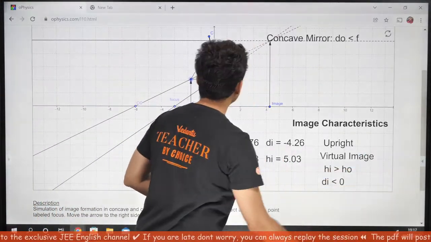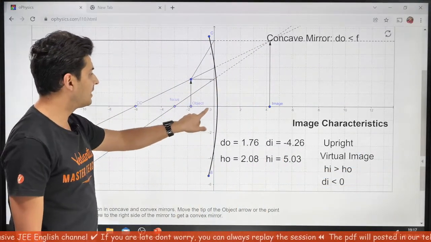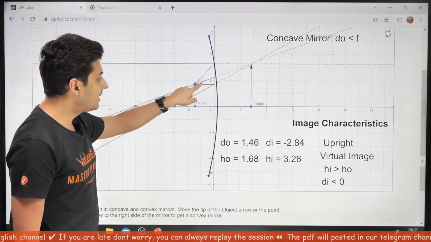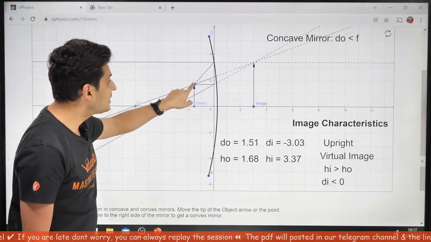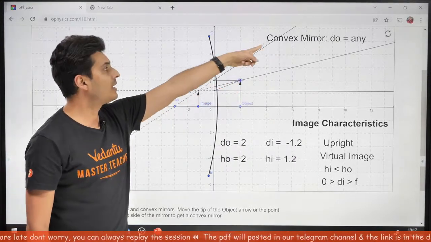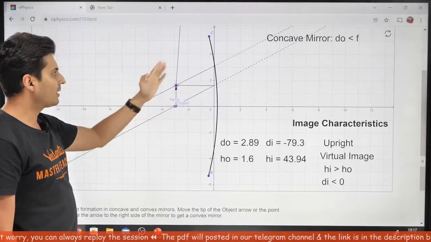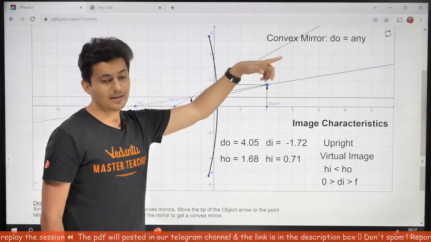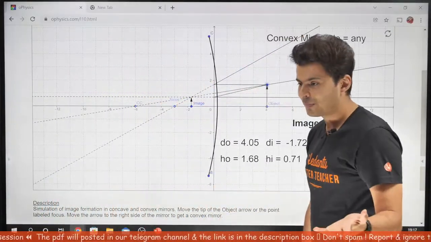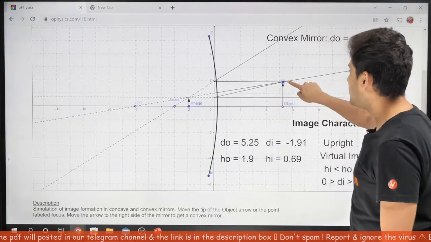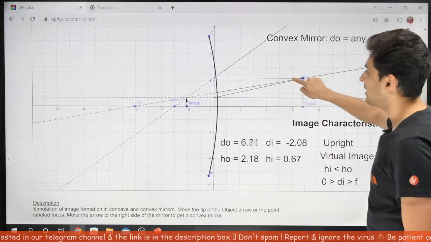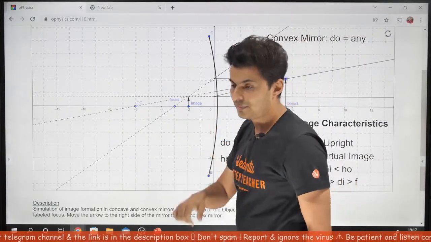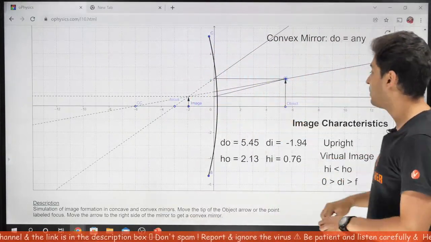Now, this is a very special case, like I have told you, when the object is between the focus and the pole. Now, if you shift the object onto the other side, the mirror becomes convex. Because if I go here, this is the concave side. If I go onto the other side, the mirror now becomes convex in nature. And you will see if the object is placed here, the image is formed on this side.